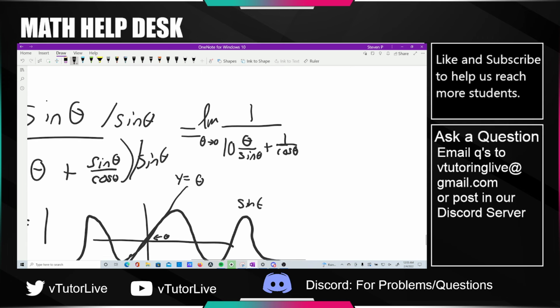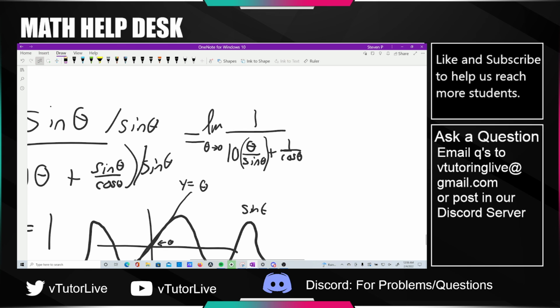So when you got 10 times theta over sine theta, why wouldn't it be 10 theta over sine theta? What's the difference between the things you just said? Oh yeah, sure. Actually, you're right. You're saying the 10 being in the numerator? Yeah, no, I realized. Okay, sure.